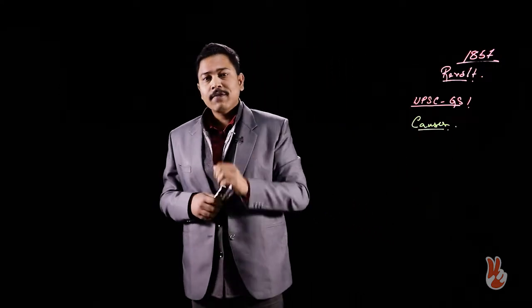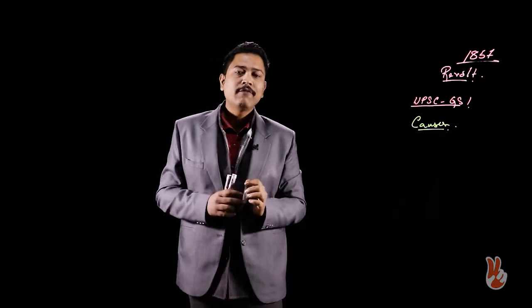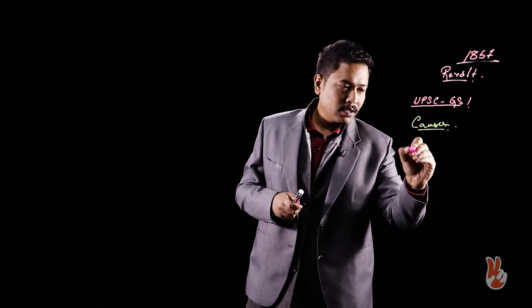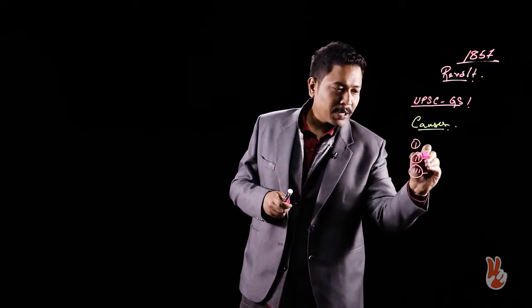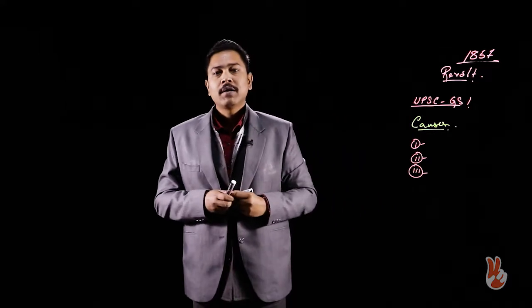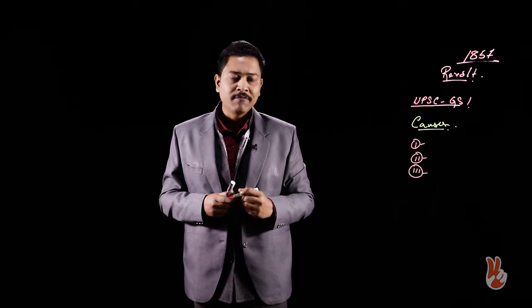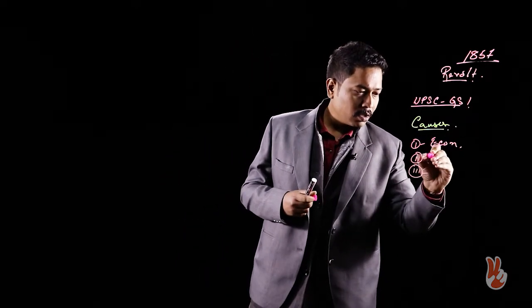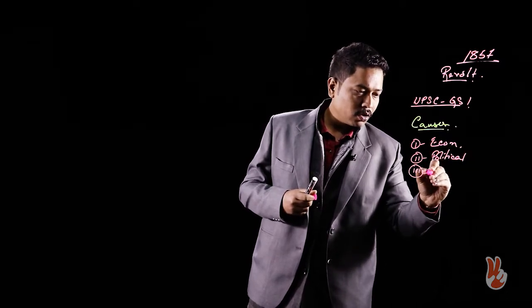Now, as far as causes go, whenever we are analyzing any historical events, what you have to keep in mind is that there are always three primary gradations of causality whenever we talk about any kind of historical events. These are economic, political, and social.